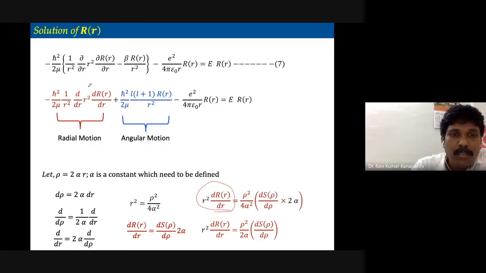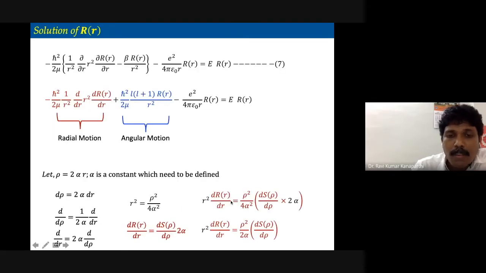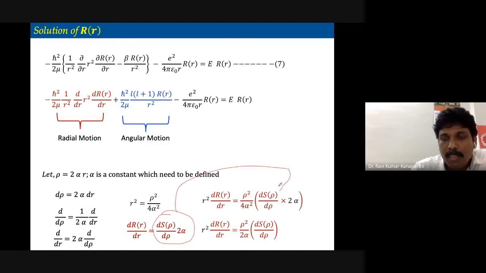Why? Because here there is a term. So this is the term that we wanted to evaluate. And well, that you can do. So r square is known from this expression. It is nothing but rho square upon 4 alpha square, and dR(r)/dr is nothing but this quantity. So this quantity you can substitute here, and similarly this quantity you can substitute here. So from these you can just simplify it basically.